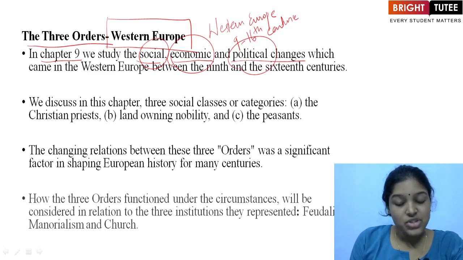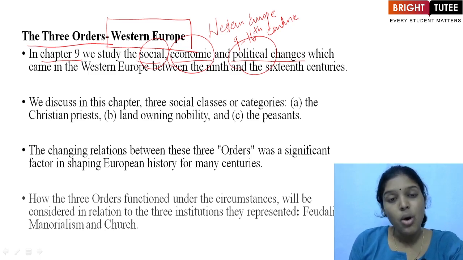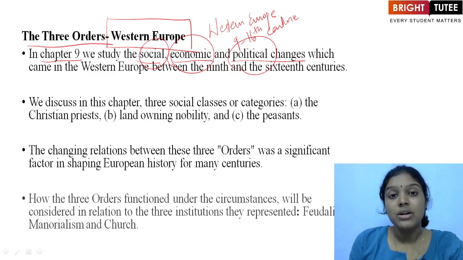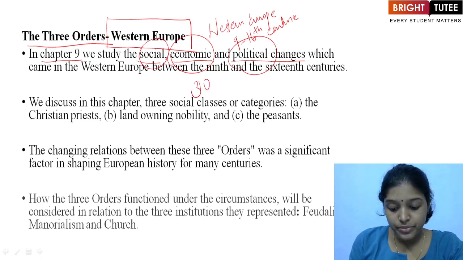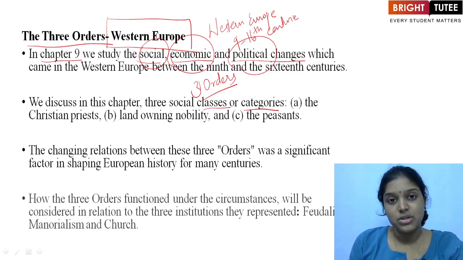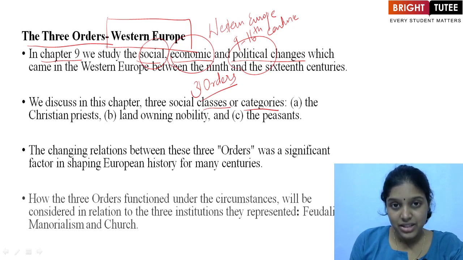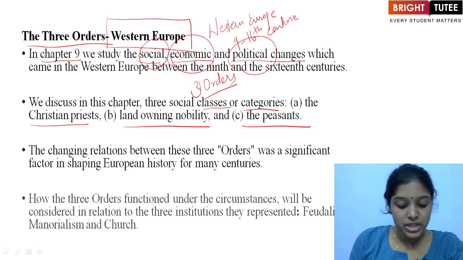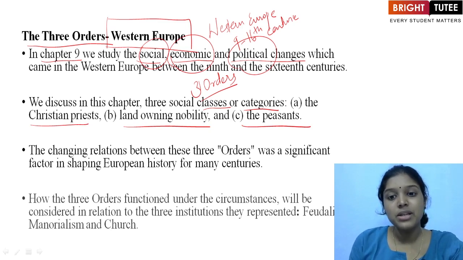And we discuss in this chapter three social classes or categories. So as the name of the chapter itself suggests, three orders. Orders are also called classes or categories, social classes or categories. And these three orders consisted of the Christian priests, the land owning nobility and the peasants. So these are the three major orders which we will be dealing with.